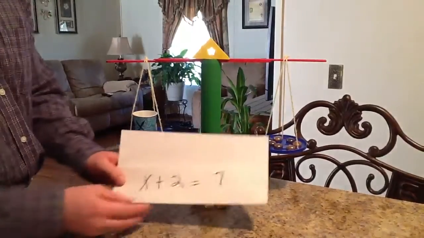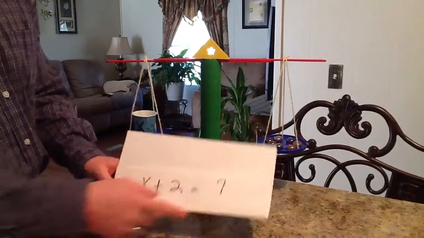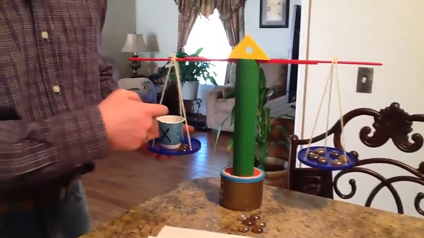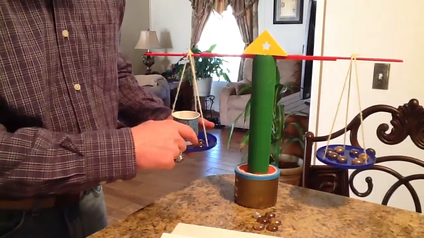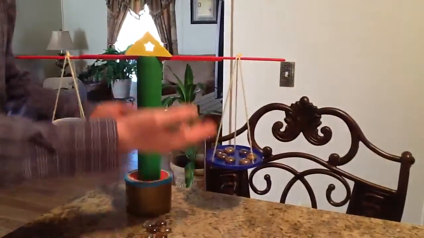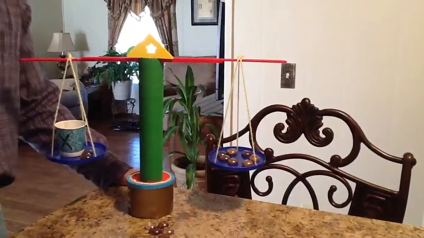And the equation we have set up here is x plus 2 equals 7. We have x, our cup here, with stones in it. We have two more little stones right here. Equals, because they're both balanced, and then there's 7 stones over here.